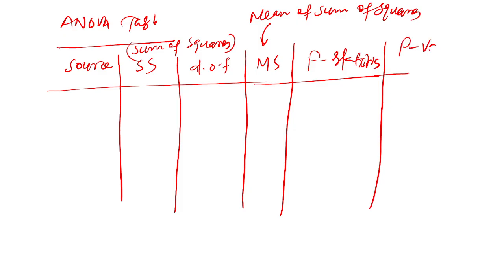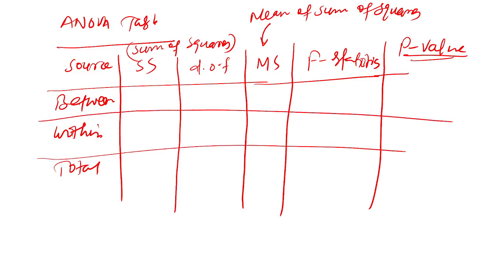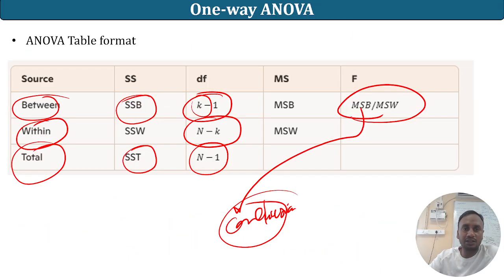Now further we can calculate the P value also. Whenever you do the statistical test from any software, either Python or any software you use, this table you will get. So what is the value of between? Then we have the within. Then we have the total. Okay, so we'll see the table actually. We can see between, within, SSB, SSW, SST, k minus 1, n minus k, n minus 1 and all.